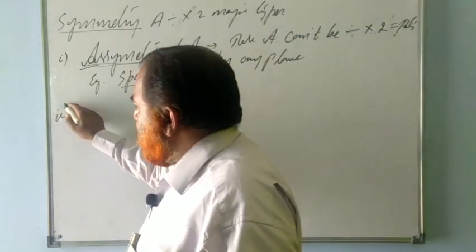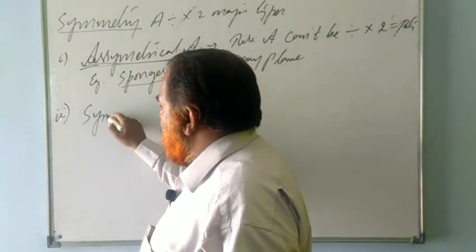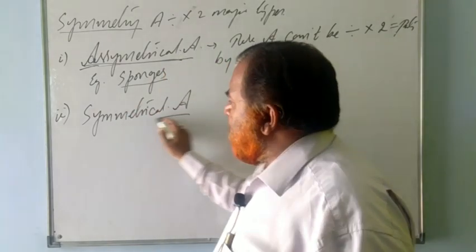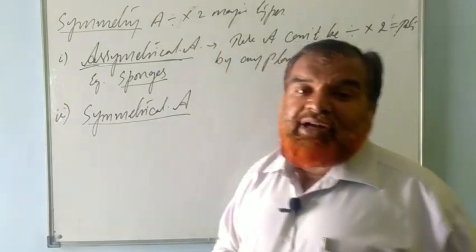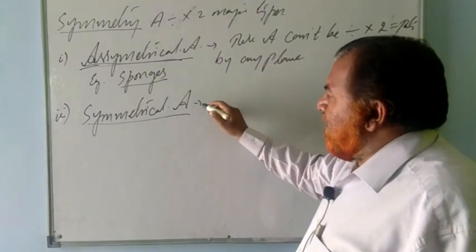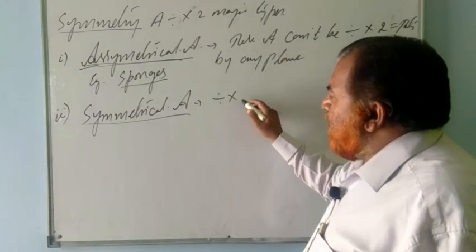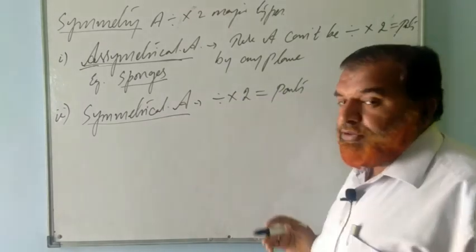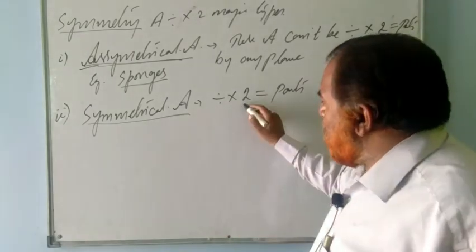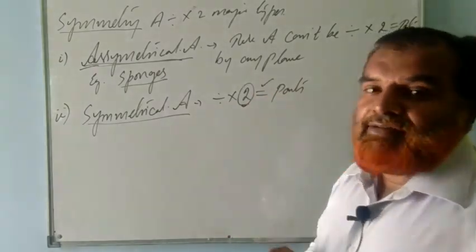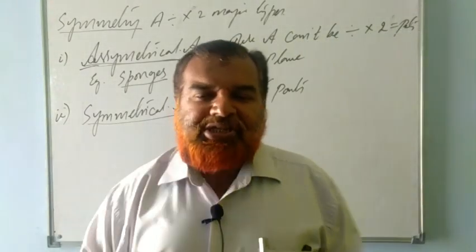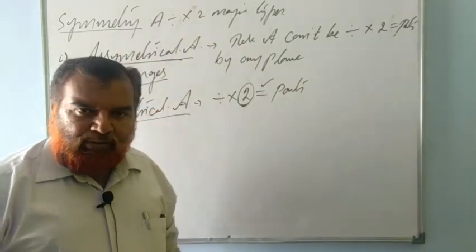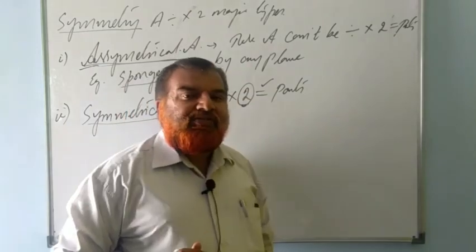Then the second major type, opposite to that, is known as symmetrical animals. What do you mean by this? These animals can be divided into two equal parts. How many parts? Two parts. And they are equal. What do you mean by that? They are similar to each other, identical to each other. They look alike. They look like a mirror image of the other.